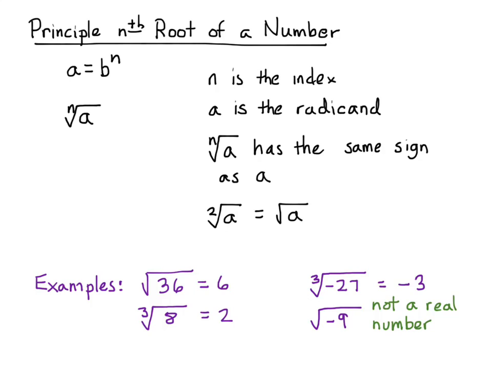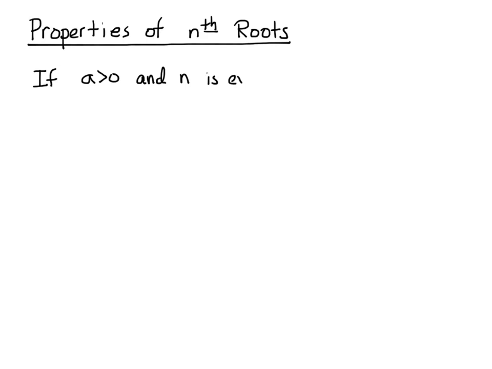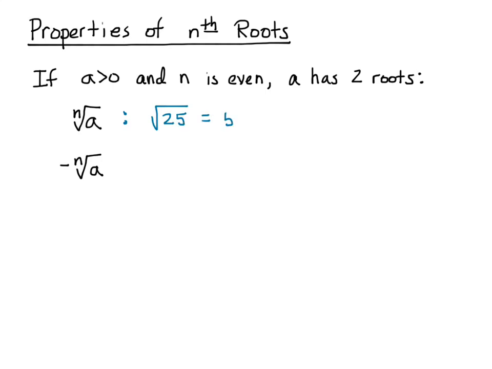Going back to the earlier example, we would always call 3 the square root of 9. We would only refer to the principal square root, which is 3, not negative 3. Okay, so let's look at a couple properties of the nth roots. If a is positive and n is even, we do have two roots, but we're going to refer to this one as the principal root. If we want the other root, we're going to have to put a negative sign out in front of it to get it negative.